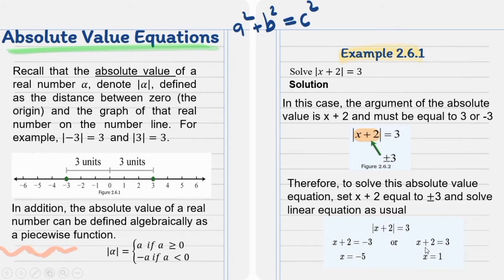For the second equation, subtract 2 on both sides. The left, subtract 2, and the right, subtract 2. After that, x equals 1, because 3 minus 2 equals 1. Okay.